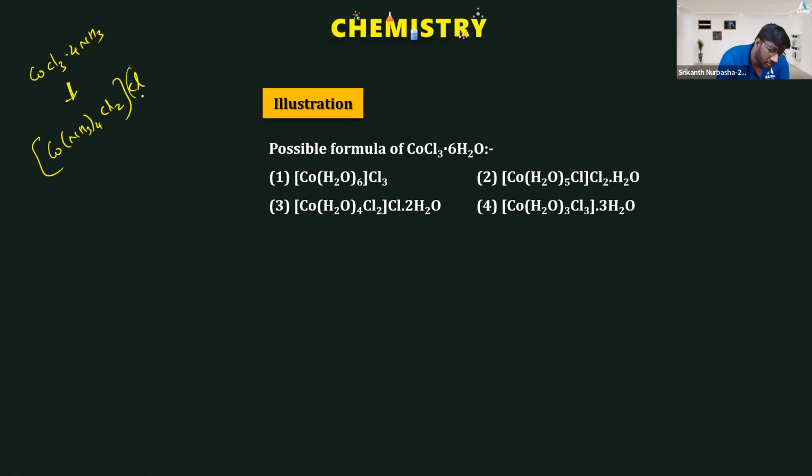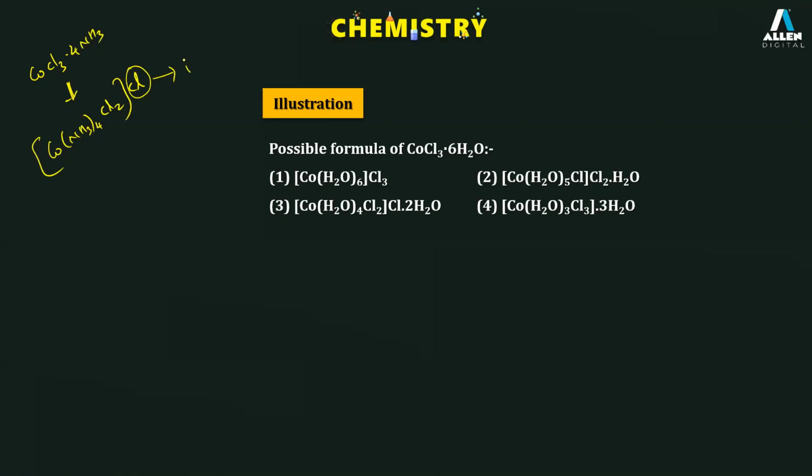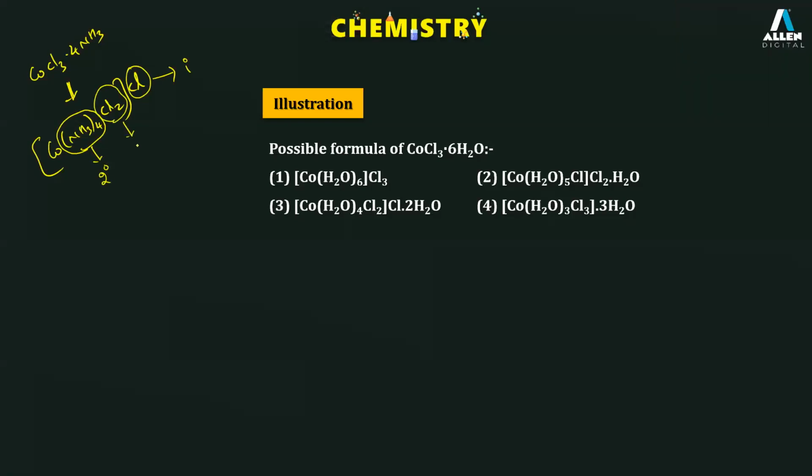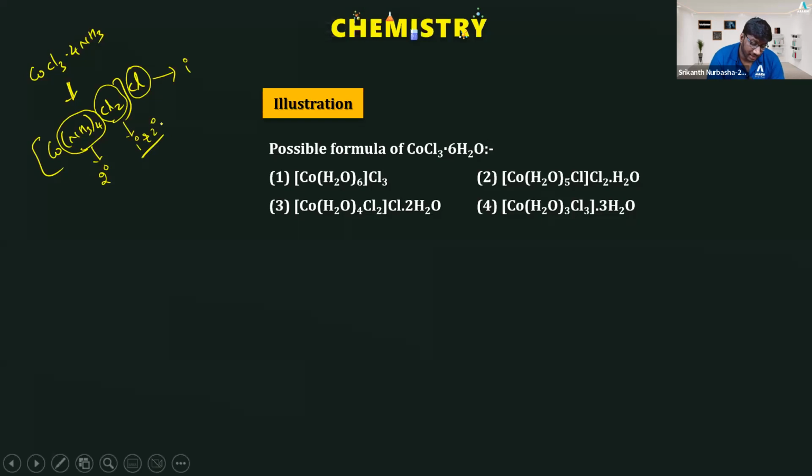So what about this chlorine? Primary valency or secondary valency? Primary. What about these 4 ammonia? Secondary. What about these 2 chlorines? Primary and secondary, dual nature. Right? That is how you need to understand what type of valencies are there and what is their nature.